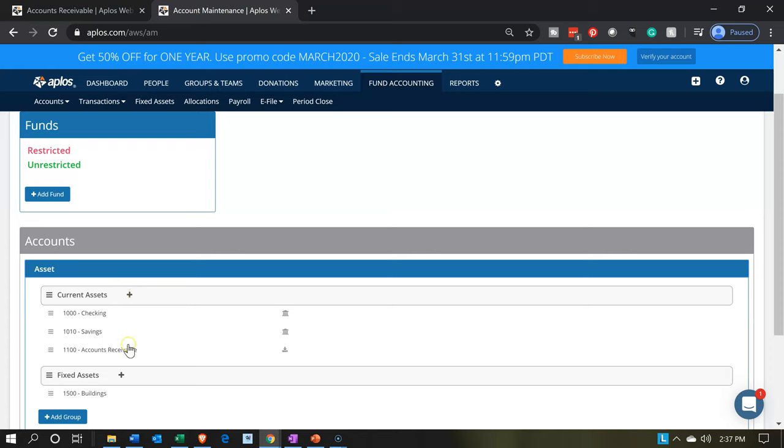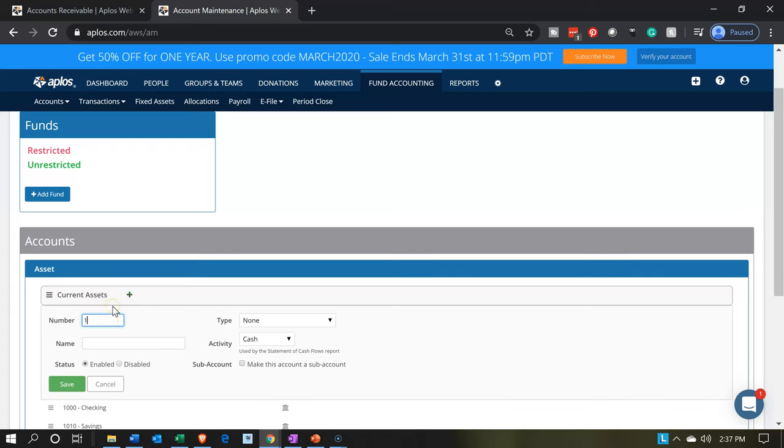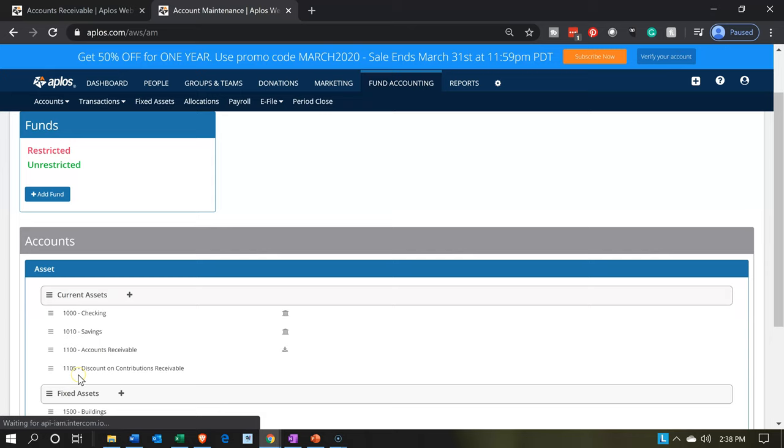So it's going to be 1105, let's say 1105. And then the type is going to be, I don't need a register, just none is fine. And then I'm going to paste the name, which is that horribly long name that we're taking from the sheet there, discount on contributions receivable, and activity. So I'm going to keep the activity there. And then we're going to say that that's going to be it. So I'll save that, and that'll pick it up to the 1105.